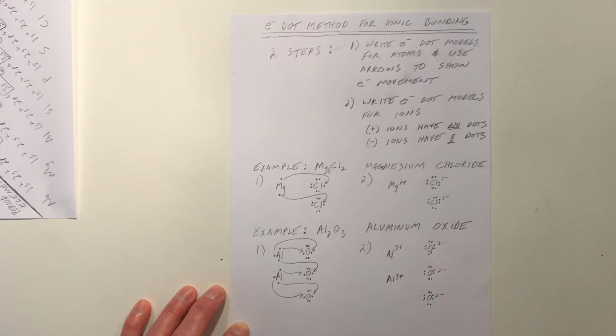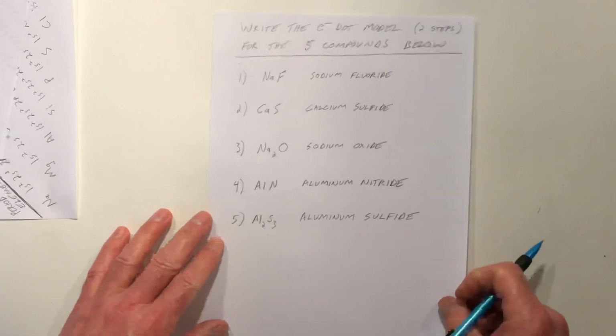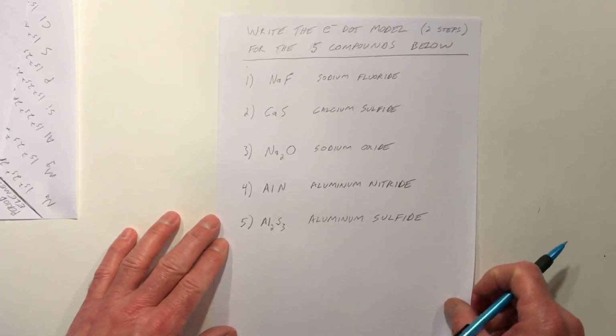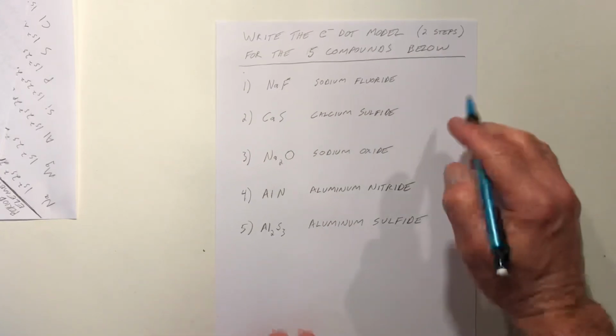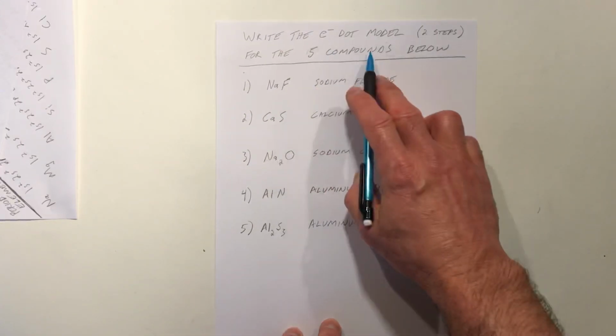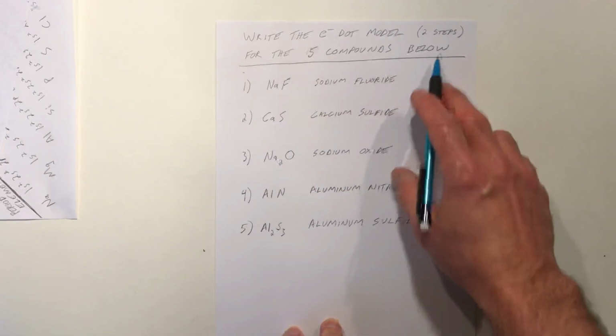So if you understand what we did in this video, then you should be able to write electron dots for elements from the representative part of the table. And I'm going to ask you to do that for these 5 compounds. Write the Electron Dot Model, and make sure you show 2 steps for the 5 compounds below.